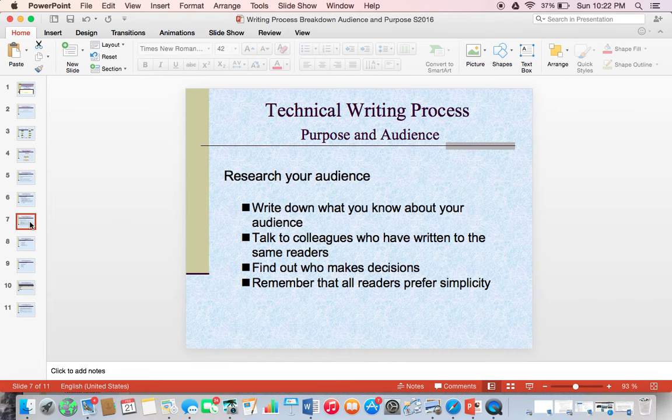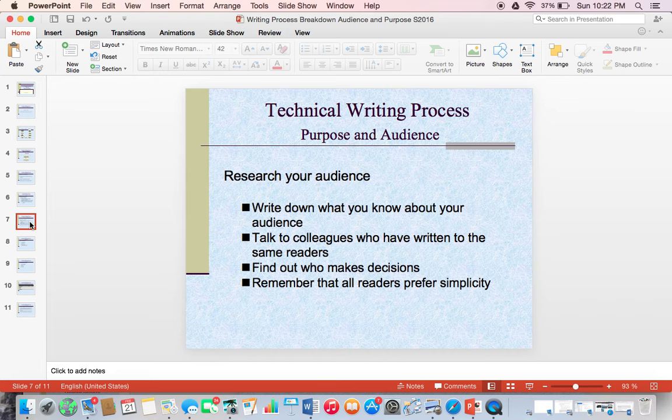That will affect how you create, organize, and present your information. Finally, remember that regardless of who your audience is and how they're going to use the information you supply them with, they are going to want their documents to be simple, easy to read.